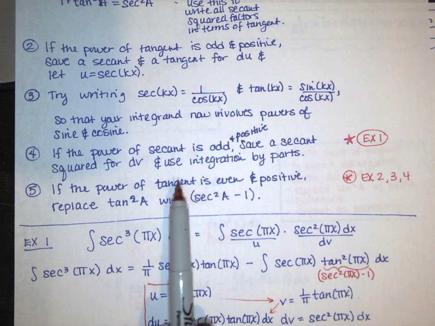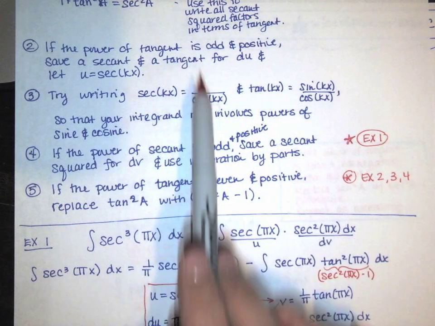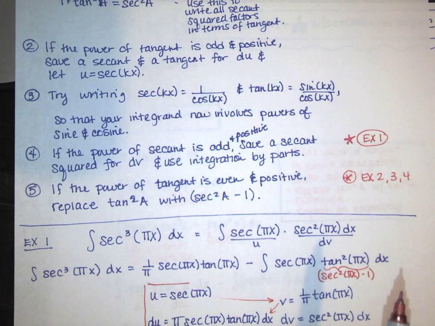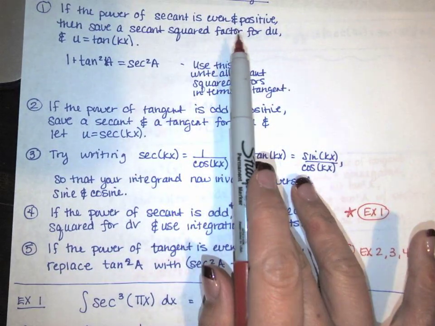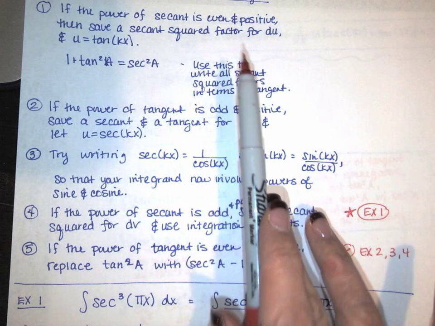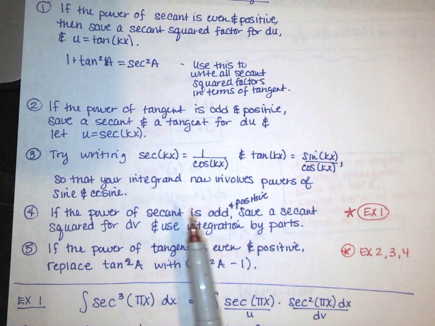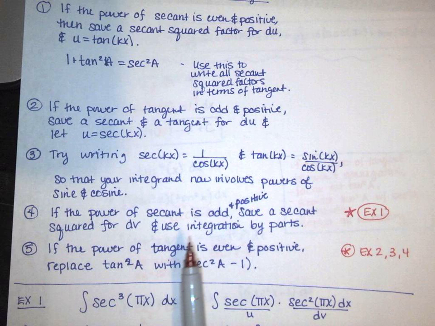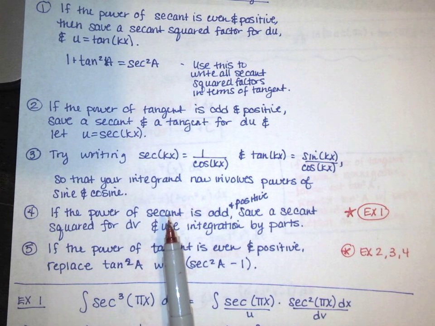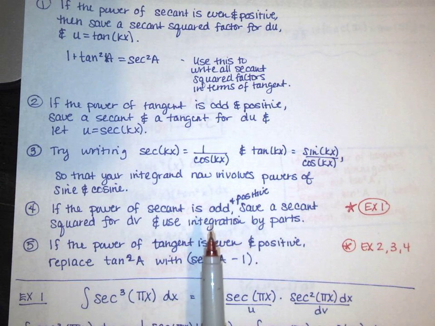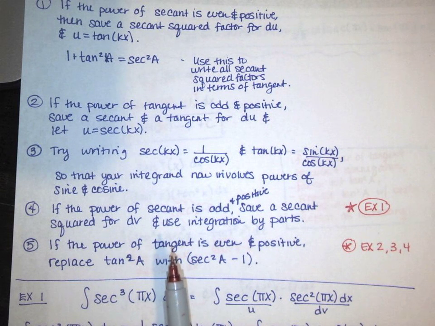Now, if none of these are true, well, actually, either this one's going to be true, power of secant is even and positive, you can do this, or the power of secant will be odd and positive, so you can do this. 4 and 5 work particularly well when we've got a secant that's odd and positive and there are no tangents, and number 5 works particularly well when we have a power of tangent that's even and positive and there are no secants.